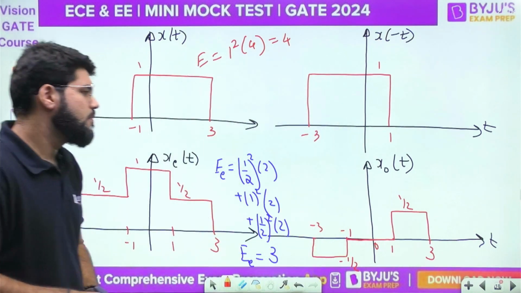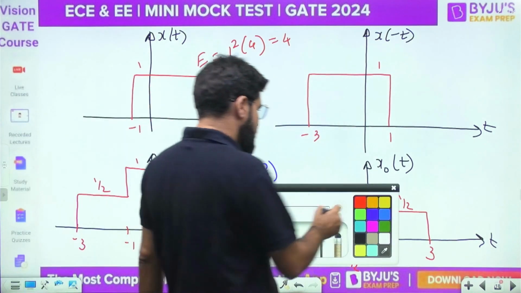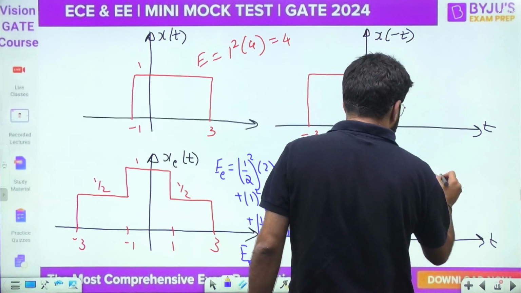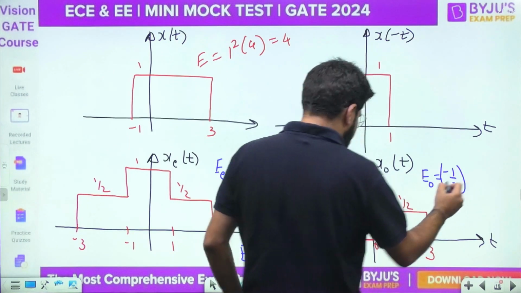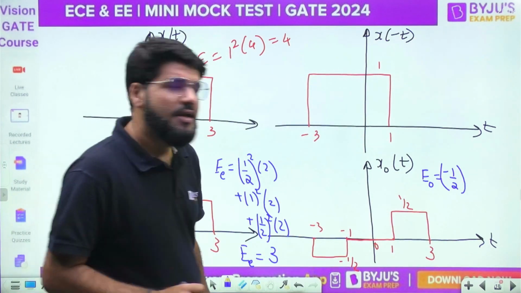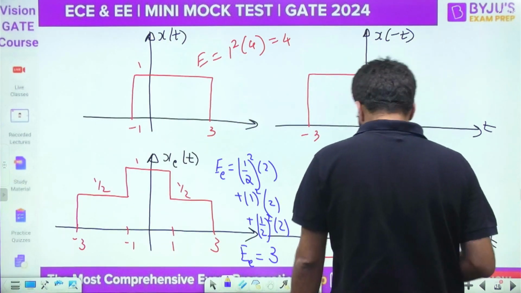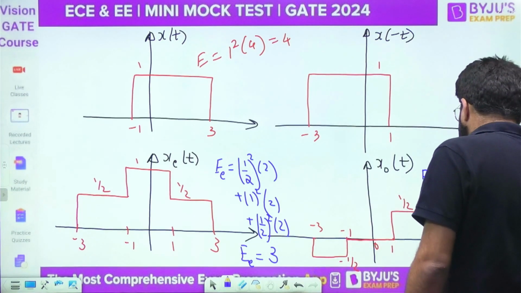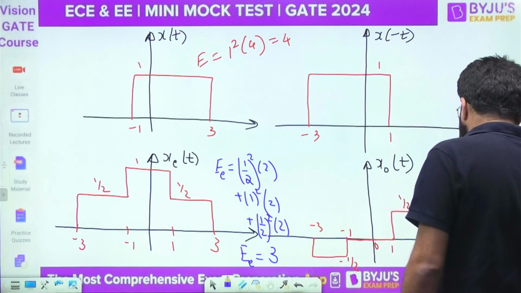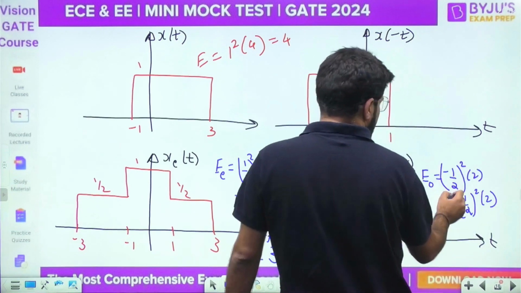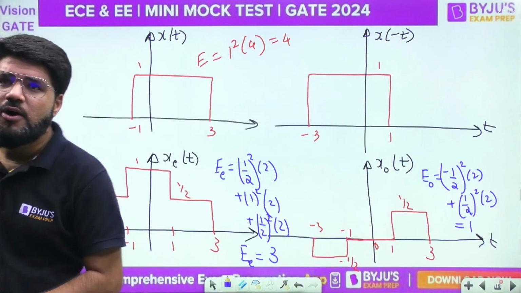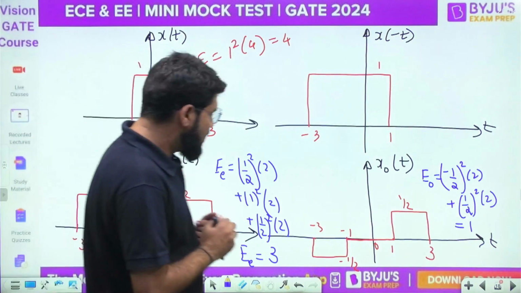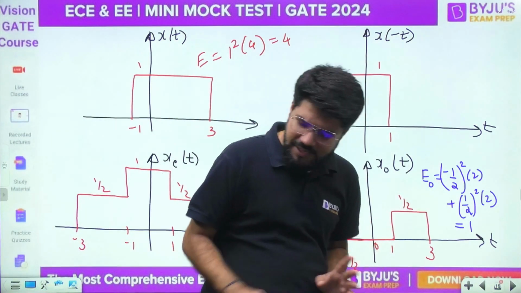Done. Ab batao. What is the EE? What is the E naught actually? This is going to be amplitude square. So doesn't matter. Minus, it is very clear that this energy is going to be less. Minus 1 by 2 ka square into the duration, plus 1 by 2 ka square into the duration. So 1 by 4 into 2, 1 by 2 plus 1 by 2. This is 1. This is going to be 1. So clearly energy of E greater than energy of O.